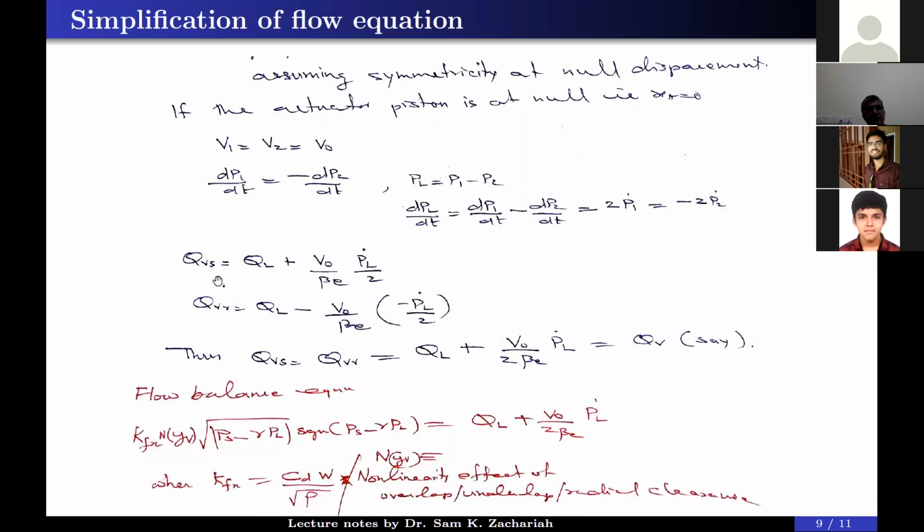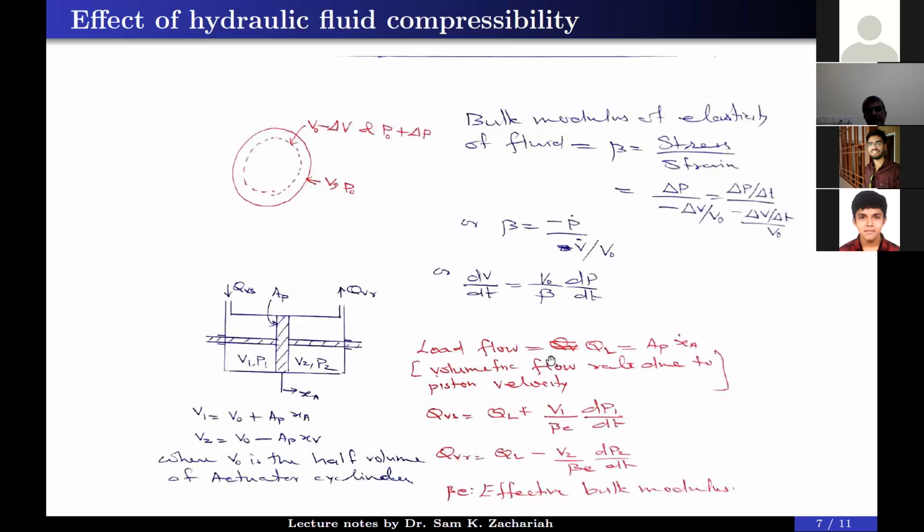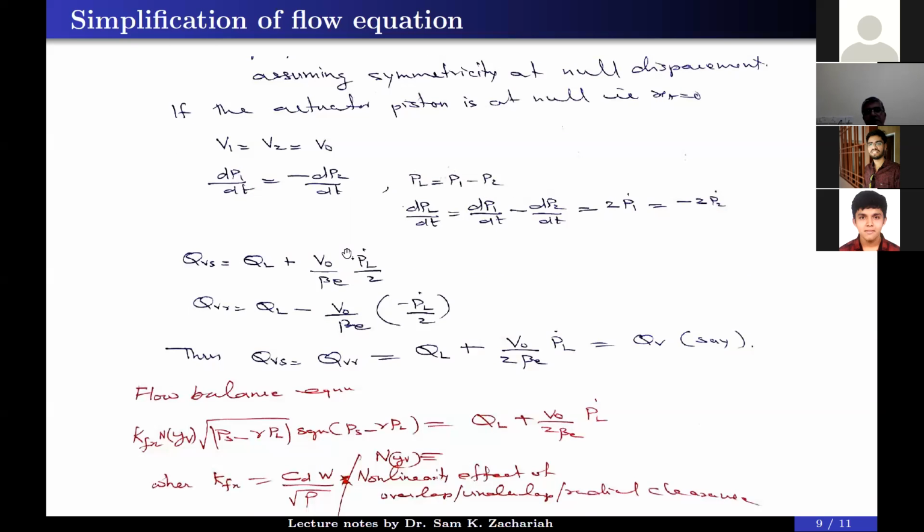And this equation is made, use here QVS is equal to QL plus V naught by beta E PL dot by 2. This is nothing but the previous equation we made: QVS is equal to QL plus V1 by beta E P1 dot. Here what we do is, it is equal to QL plus V naught by beta E into, instead of dP1 by dt, what we did is PL dot by 2.